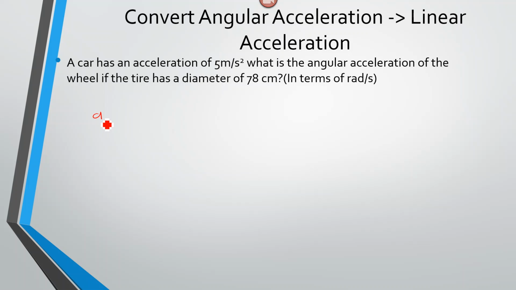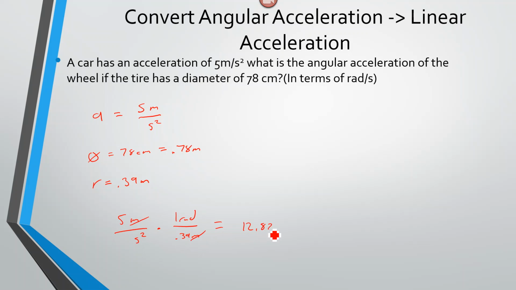So our acceleration equals 5 meters per second squared. We have a diameter of 78 centimeters, which equals 0.78 meters. The radius is therefore 0.39 meters. So it's really simple. We do 5 meters per second squared times 1 radian per 0.39 meters. Meters cancel, and we get 12.82 radians per second squared. Super simple.